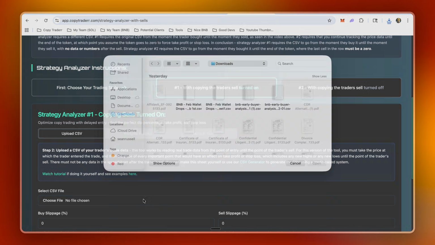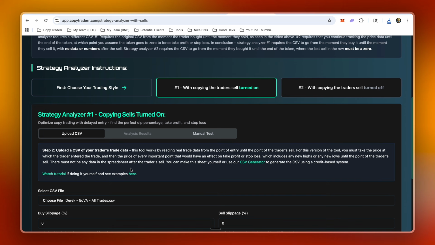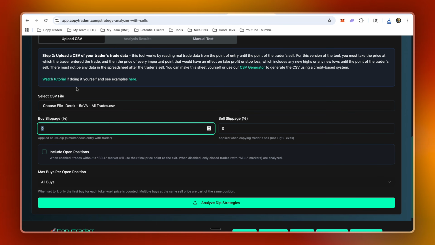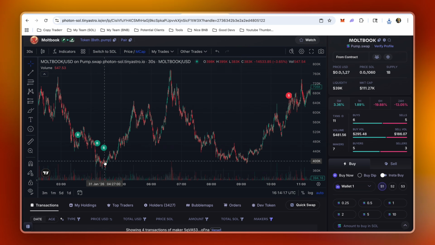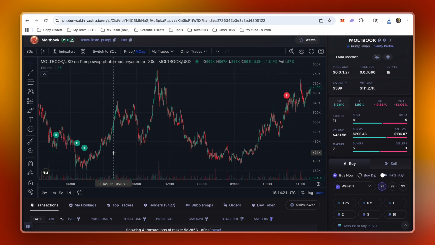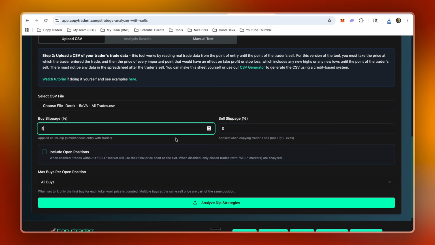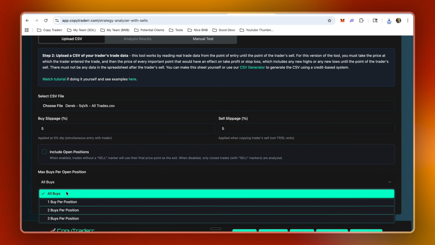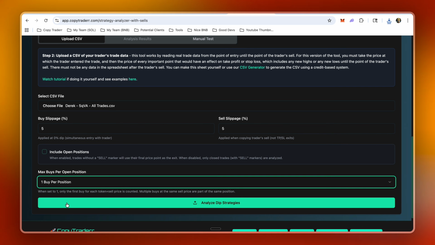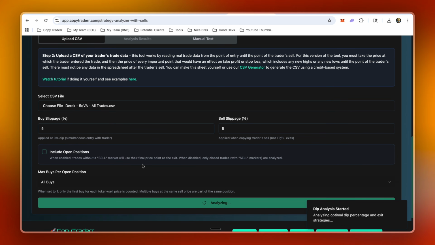I'm going to upload the CSV, and then I'm going to input the actual slippage that we would get with this trader. Since they are trading high market cap tokens, there's not going to be any slippage at all. Could probably end up getting a lower price, but I'll put 5% as a worst case scenario just in case. Now I'm going to check what it would be like to buy every single time they bought versus only buying the first time they buy in each open position. I have a hunch that the latter will be more successful.